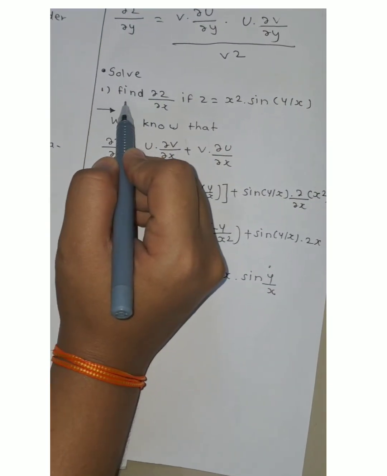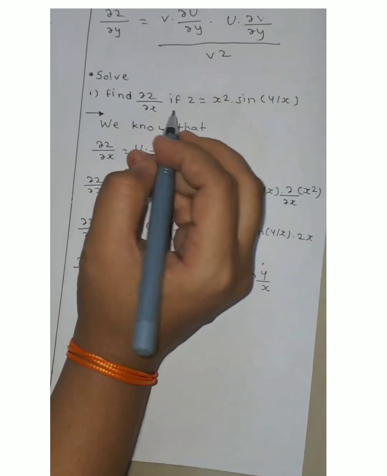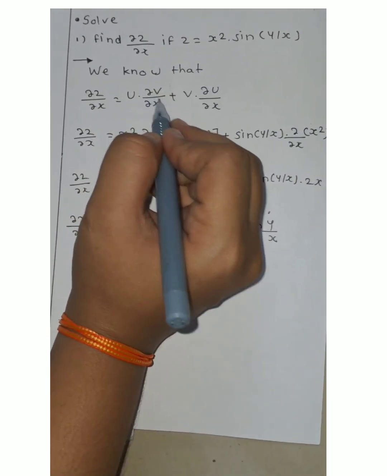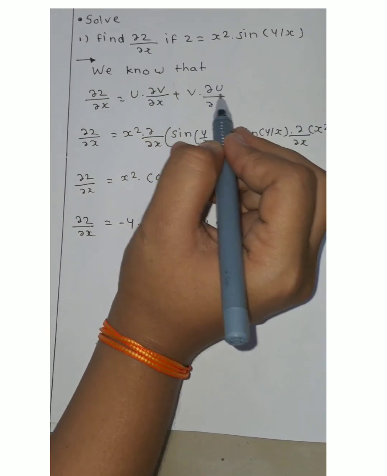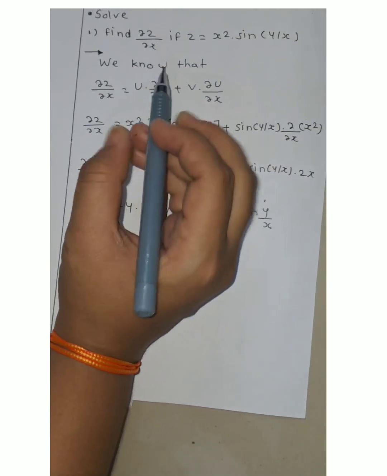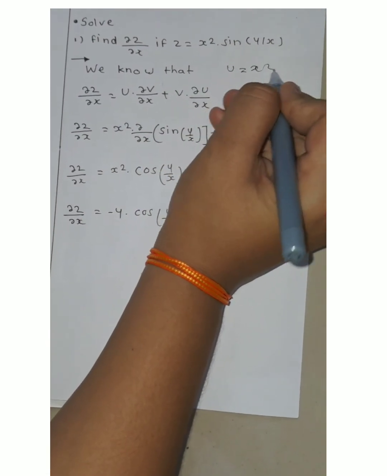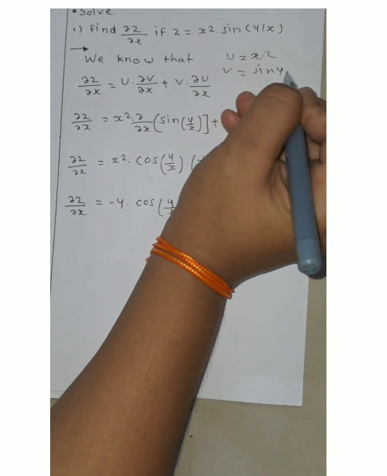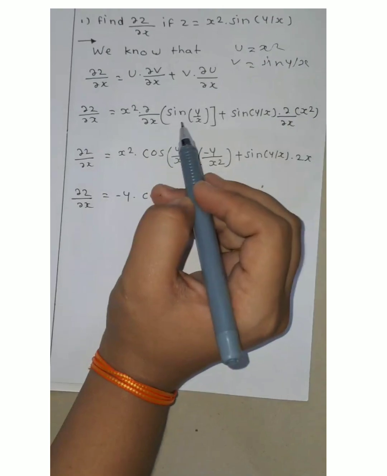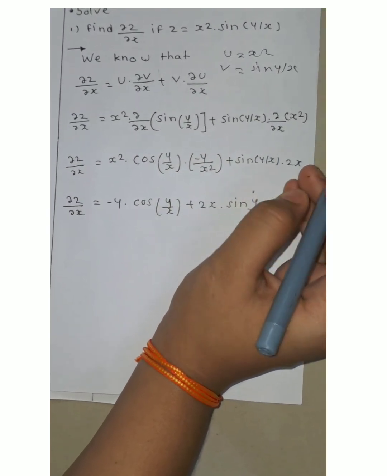First problem: find ∂z/∂x if z = x² sin(y/x). We know that ∂z/∂x will be equal to u ∂v/∂x + v ∂u/∂x. So let's calculate. Here u = x² and v = sin(y/x). So x² into ∂/∂x of sin(y/x) plus sin(y/x) into ∂/∂x of x².